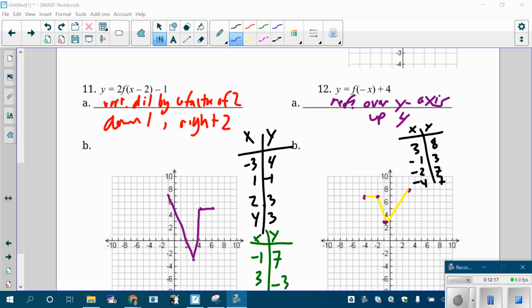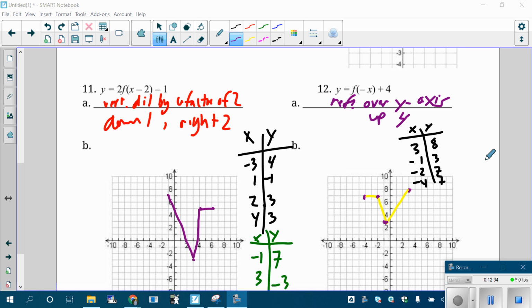Okay, so that negative on the inside reflected it over the y-axis, and that plus 4 on the outside moved it up 4. So I took my x-coordinates from my original table, I made them the opposite, and I took my y-coordinates and I added 4 to them, and I got this graph.